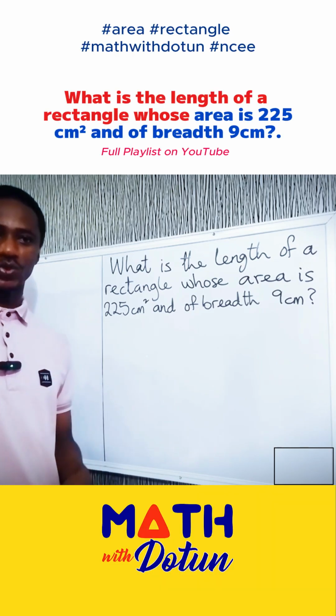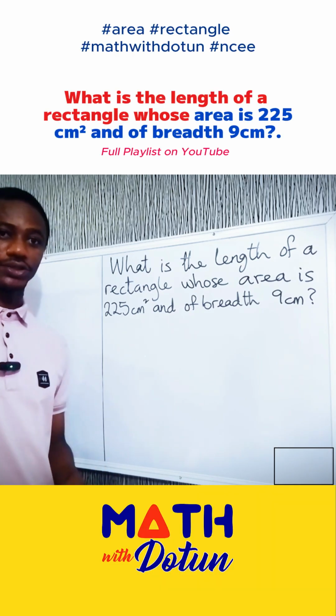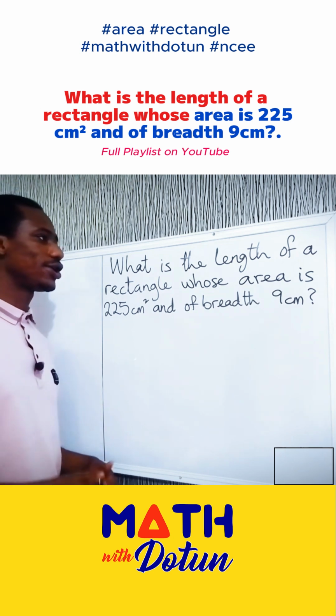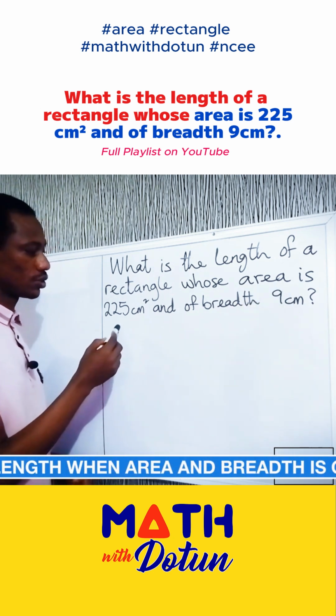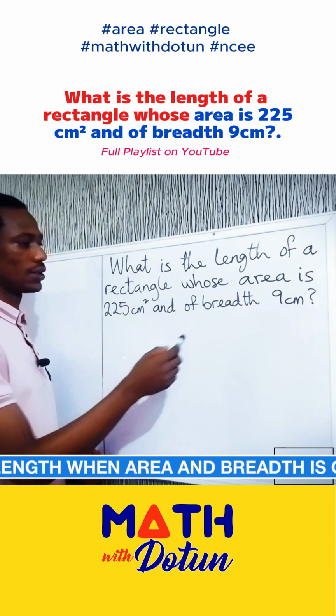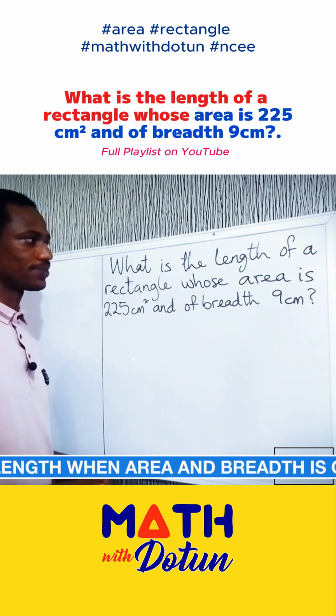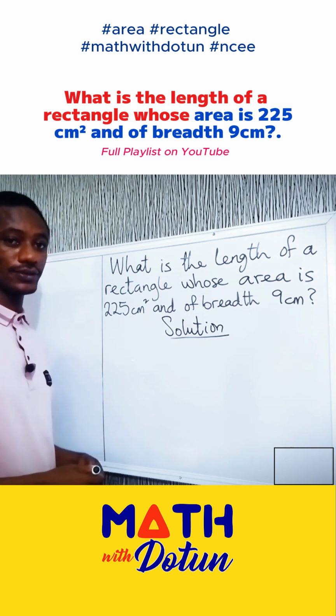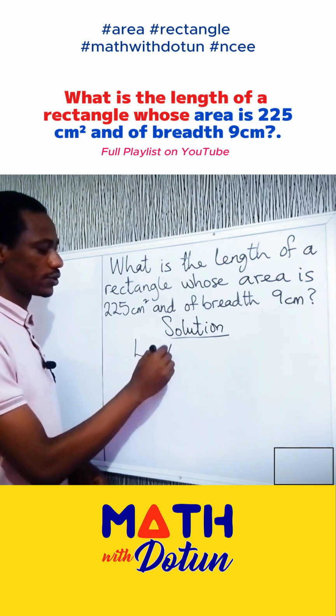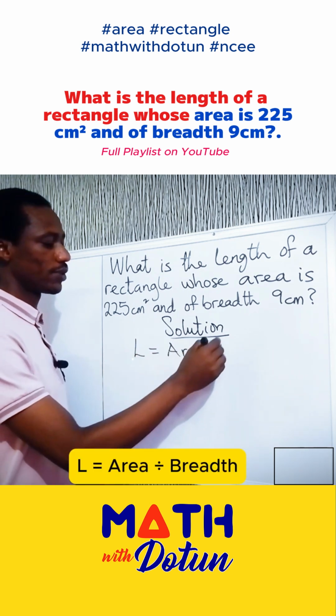Right, this is another past question from the National Common Entrance Exam. What is the length of a rectangle whose area is 225 centimeters squared and of breadth 9 centimeters? Recall the formula for calculating the length when the area is given. Simply, length equals area divided by breadth.